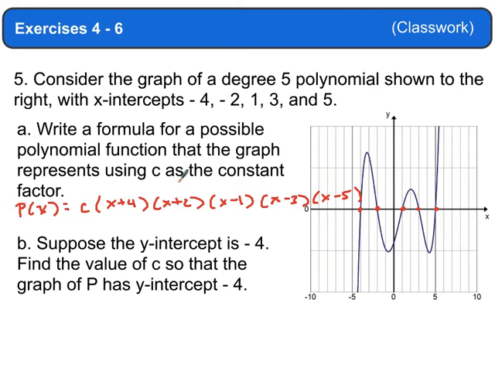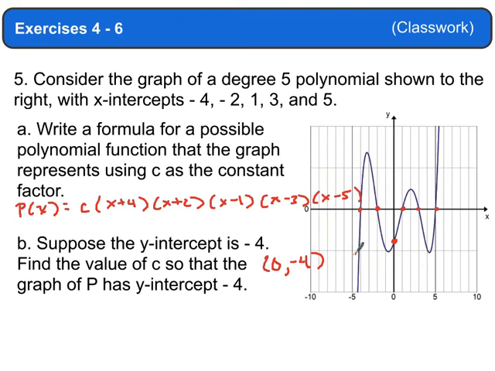Now let's say in part B, suppose the y-intercept is -4. That means if we have a y-intercept of -4, it's crossing approximately here, which means we have the point 0, -4. Then it wants us to find the value of c such that the graph has that y-intercept.